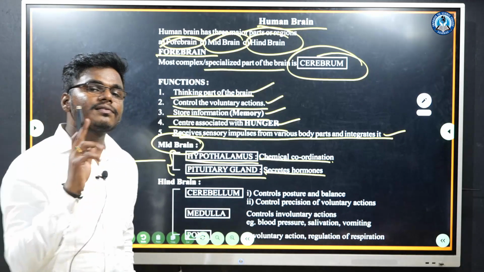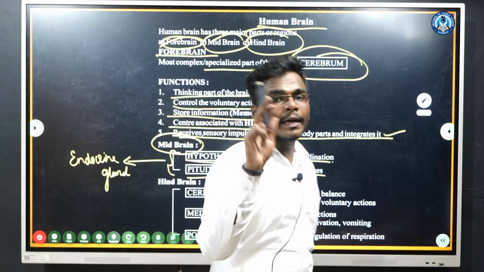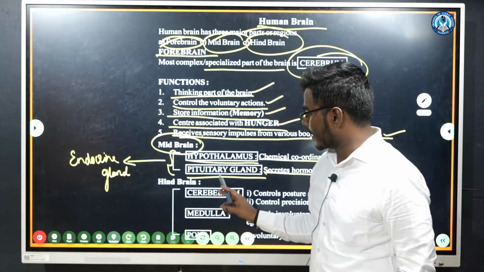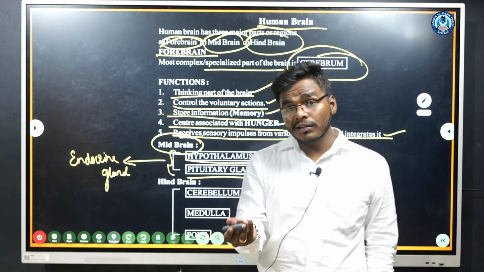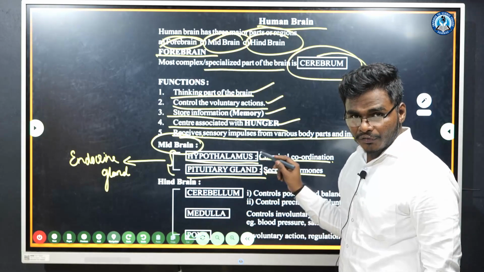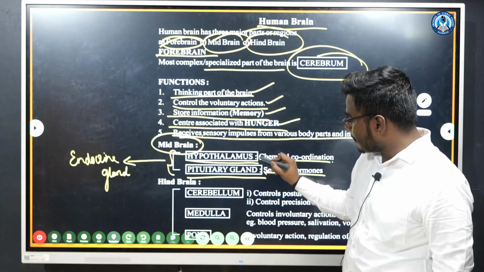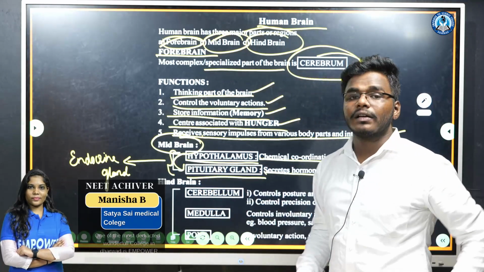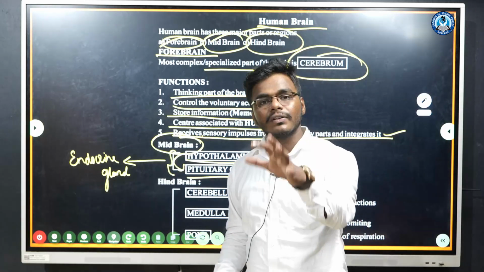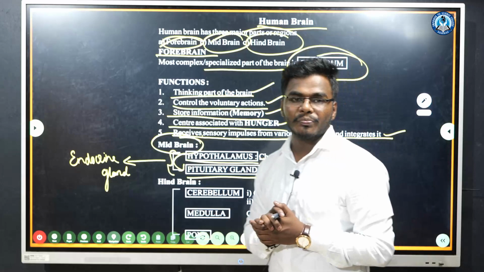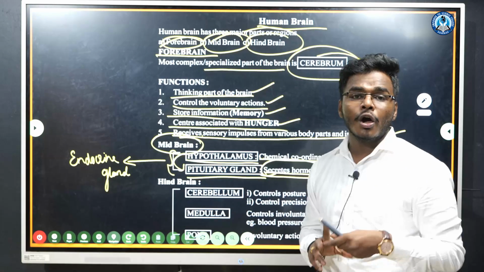Always remember, my dear students, the hypothalamus gland is always interconnected with the pituitary gland. The signals are generated from the hypothalamus gland in the form of chemicals. Then the hypothalamus gland sends the signal to the pituitary gland. The pituitary gland, after receiving the signal, starts producing the hormones.